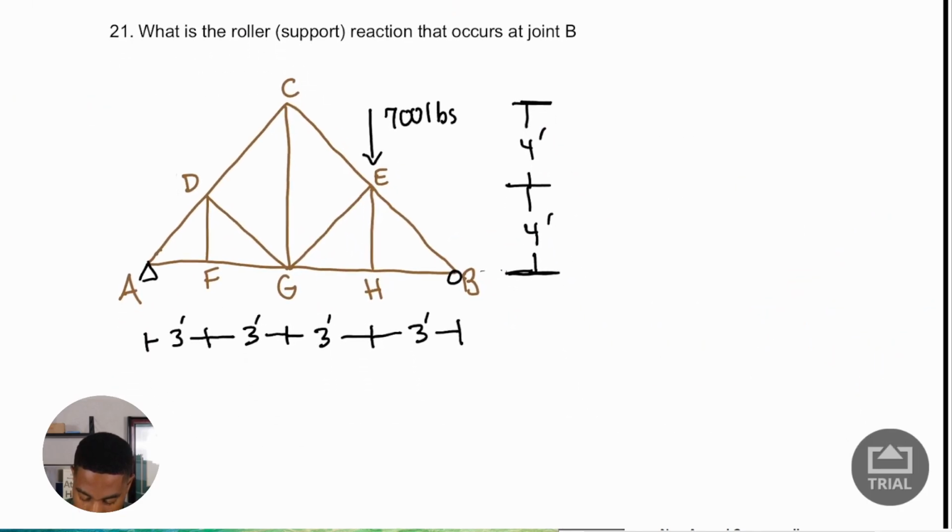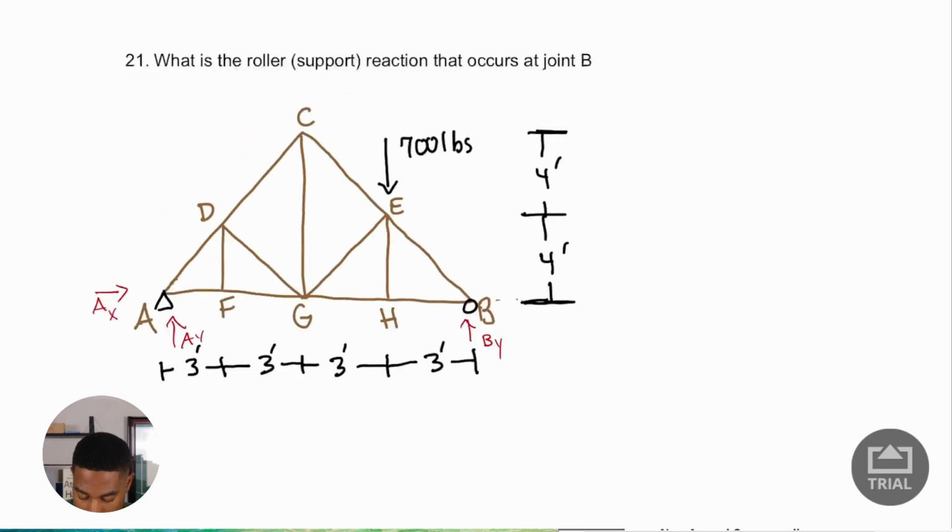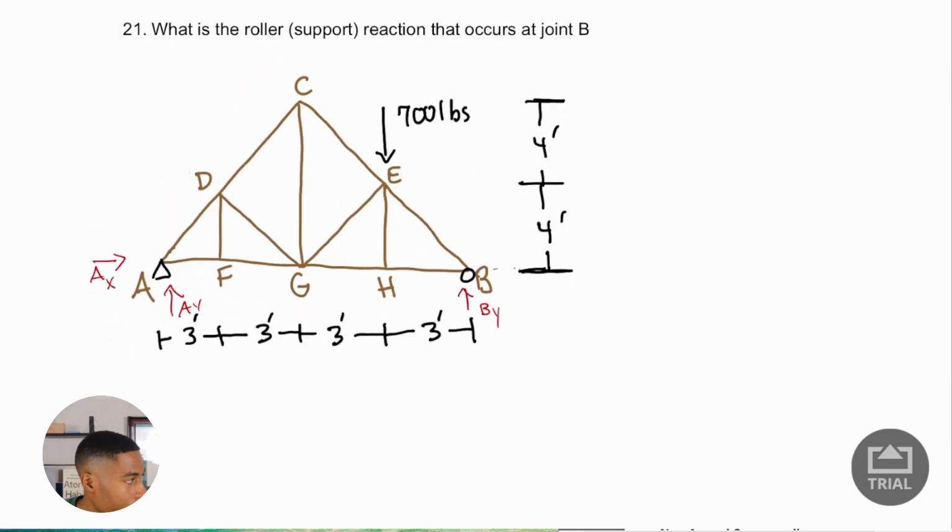Let's look at number 21. All right, so this one says, what is the roller support reaction that occurs at joint B? Okay, so good to draw a free body diagram here. So you got a pin at A, means you have an AX and an AY. These are your reaction forces. And then you have one reaction at BY. And so it's asking us to determine what the reaction at B is. So we're trying to get BY.